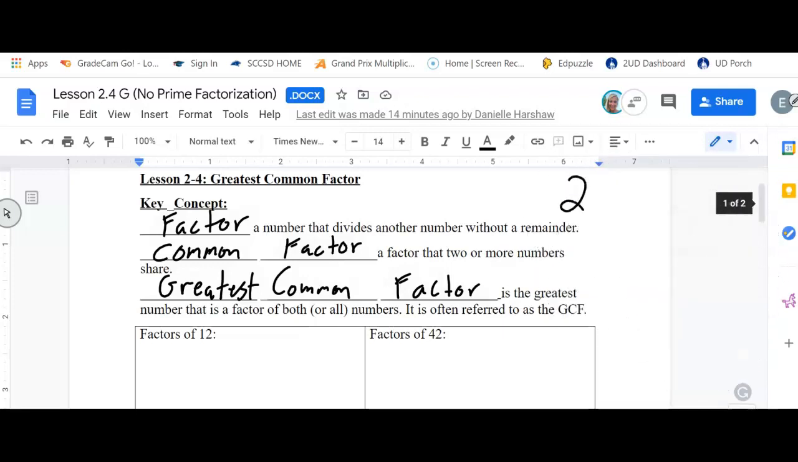So 24 and 16. Alright? At this time, get your agendas out. Okay, I'm going to show you.